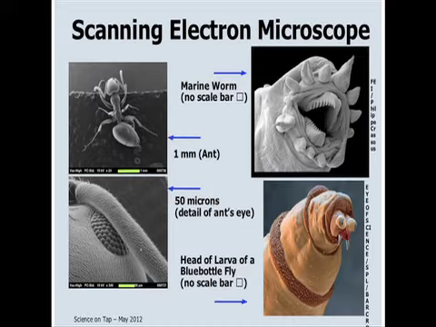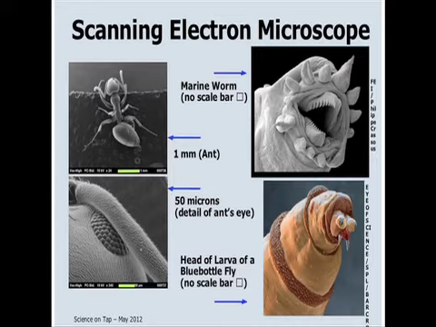I don't have the scale bars of these images, so I can't do much comparison, but this is the image of the head of a marine worm. It's something that was discovered around 50 years ago. So basically the new technology allows us to discover these curious creatures. And this is the head of a larva of a blue butterfly.